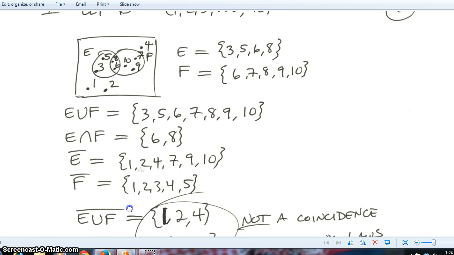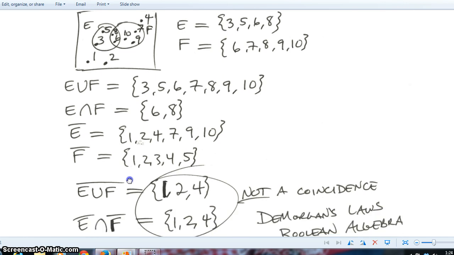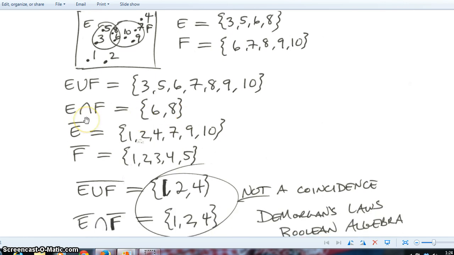There's another event we could ask about. What about the complement of E, so this event, and the complement of F, this event? What if we tried to intersect those together? What's in common with those? So look at these two events. 1 is in common, 2 is in common, 4 is in common, and that's it. So 1, 2, and 4. Wait a second. That's the same thing we got up here. When we took the complement of the union, we got 1, 2, and 4 as well. That's kind of a coincidence.